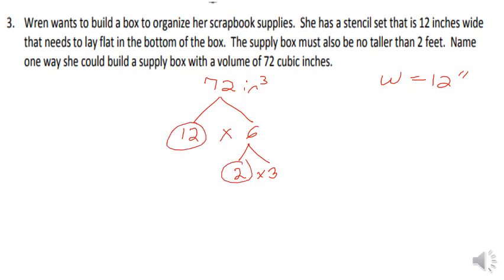So because now I have 12, 2, and 3. So 12 times 2 times 3, 2 times 3 is 6, 6 times 12 is 72. So it works. Now it says it has to be no taller than 2 feet. So height, I could put it 3 inches. That's not any taller than 2 feet.